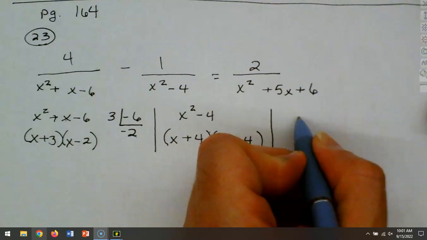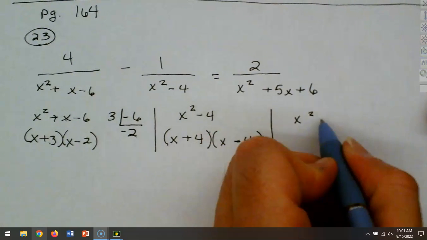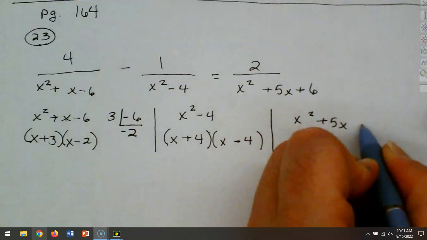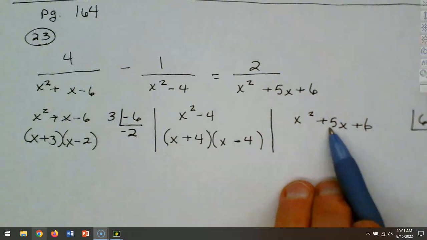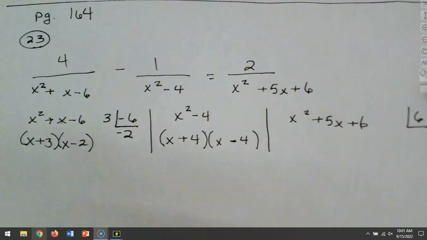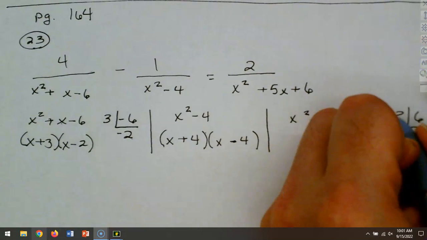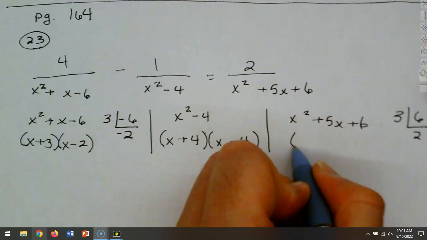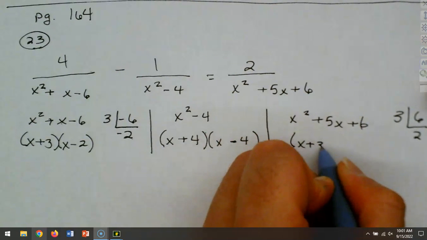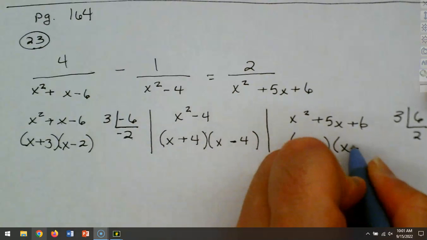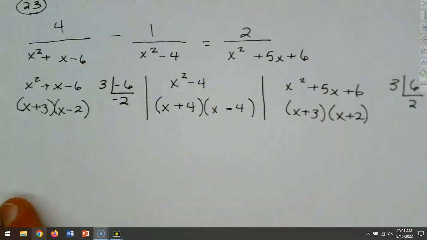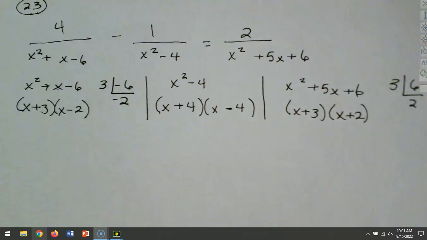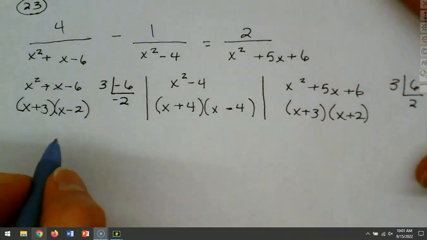What about the other part? We've got x squared plus 5x plus 6. Well, we have the 6 in the box. And what two numbers give you the 5? Yep, 3 and 2. So that factors now into x plus 3, x plus 2. Now we're going to rewrite this all with our factored components.